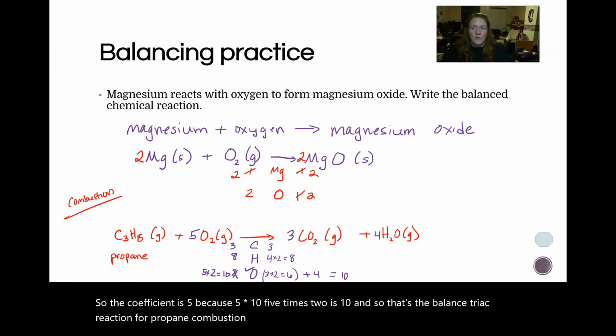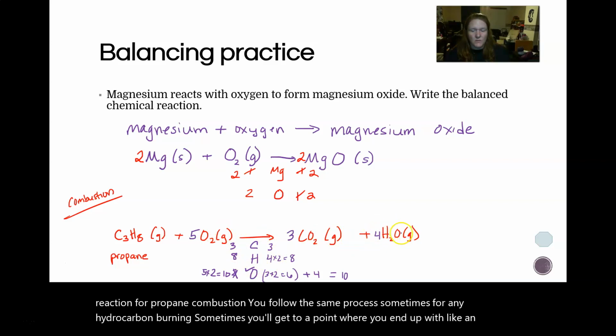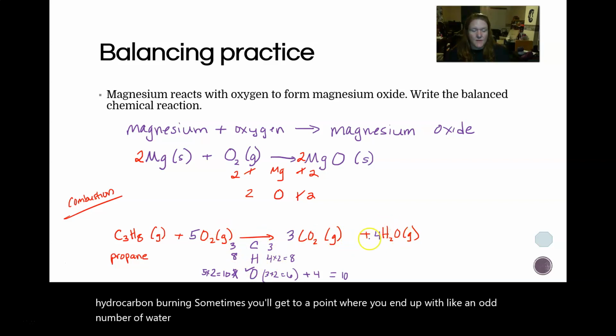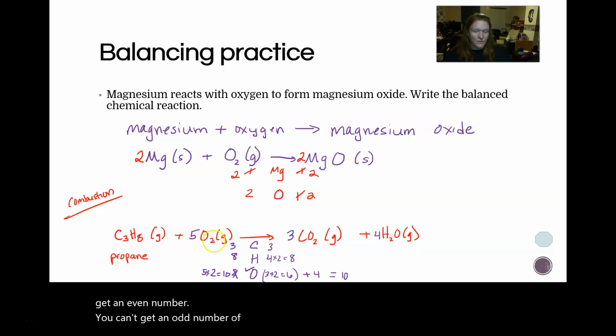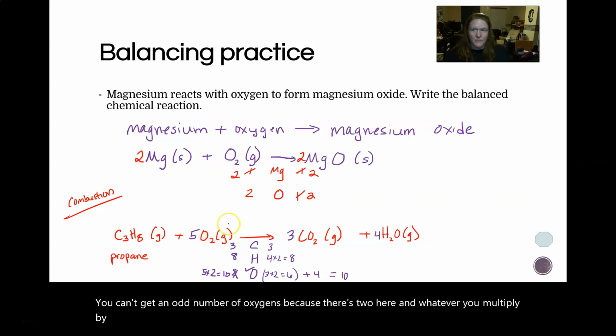You follow the same process. For any hydrocarbon burning, sometimes you'll get to a point where you end up with an odd number of water molecules. If that happens, you have to double everything, because you can't get an odd number of oxygens, because there's 2 here, and whatever you multiply by 2 is going to be an even number. Okay, so just double the whole thing if that happens.